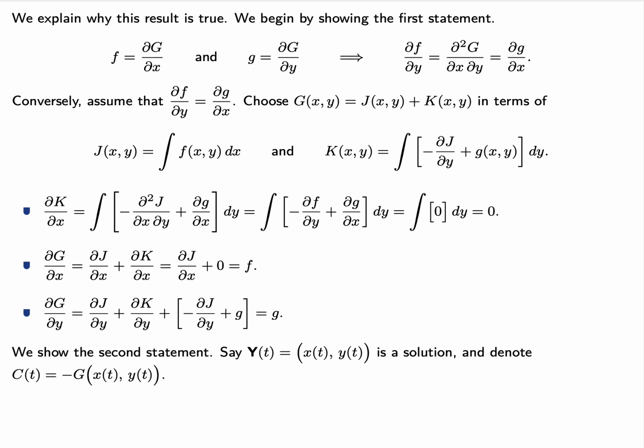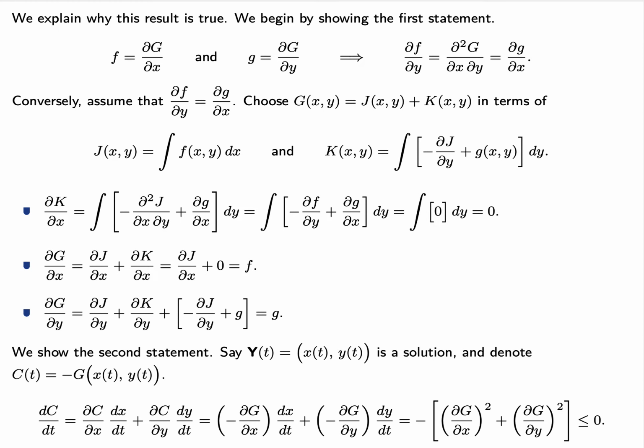First, say that capital Y is the solution, and let's denote C of t as negative G, where we evaluate x of t and y of t. Now we'll take the derivative of capital C with respect to time t. We realize, using the chain rule, that this is the partial of C with respect to x times dx/dt, plus the partial of C with respect to y times dy/dt.